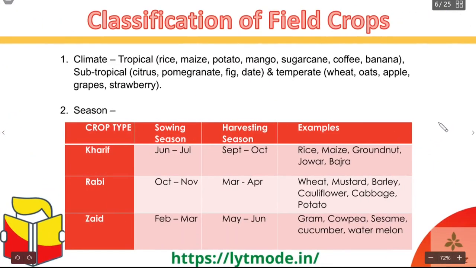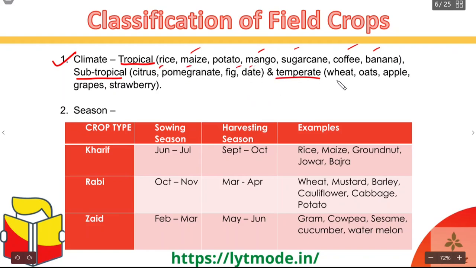Okay, so next is the classification of field crops. Now field crops are classified into various types based on what kind of classification you're doing. For example, if you're trying to classify the crops on the basis of climate, then you can say there are tropical crops like mango, sugarcane, maize, coffee, banana. All of these are tropical crops. Then you can say there are subtropical crops like citrus, pomegranate, fig, date. All of these are subtropical crops.